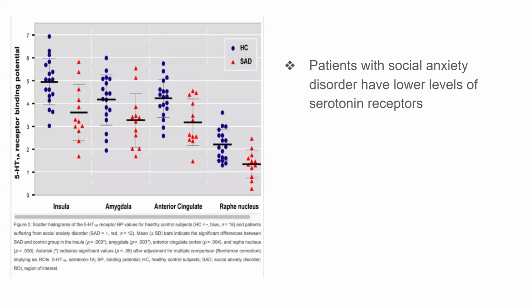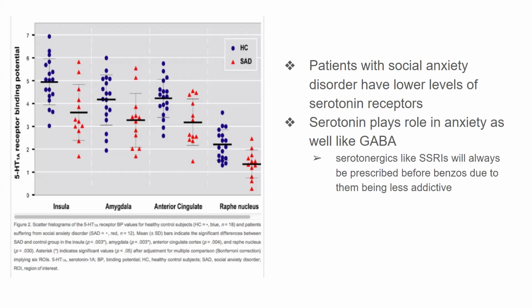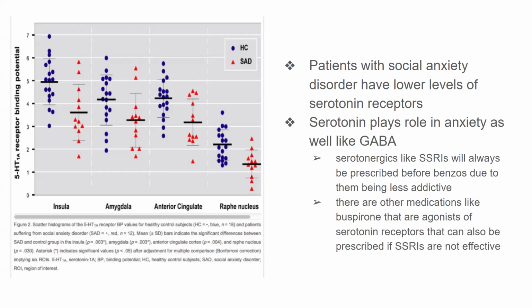So we could use things like serotonin agonists that can stimulate serotonin activity. That's where buspirone comes into play. So serotonin plays a role in anxiety as well as GABA. And serotonergics will also be prescribed before benzos due to them being less addictive and due to that depression aspect that's very comorbid with anxiety. But we do also have other medications like buspirone that are agonists of serotonin receptors that can be prescribed if SSRIs are not effective.